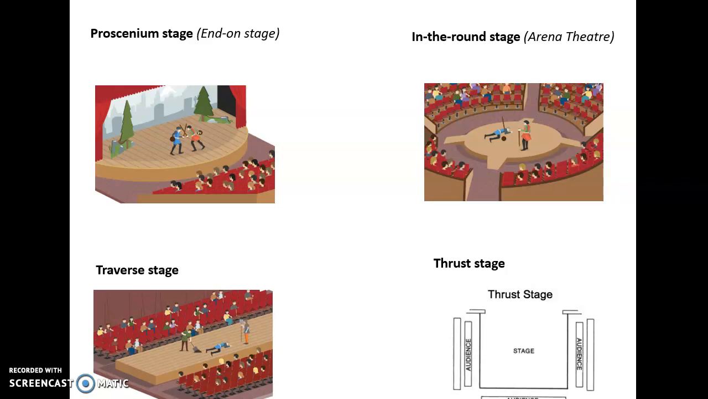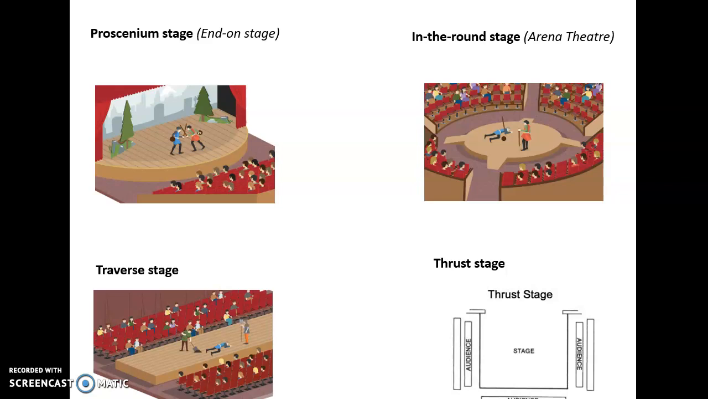The second picture there on the top right is an in the round stage. That is theatre in the round. Now, theatre in the round is a stage that is defined as having audience on all 4 sides of the stage. Now, it doesn't have to be a circle. Even if it's called theatre in the round, it could be a square stage, a rectangular stage, or a triangle. As long as it's got audience on all 4 sides of the stage, that is a theatre in the round stage.